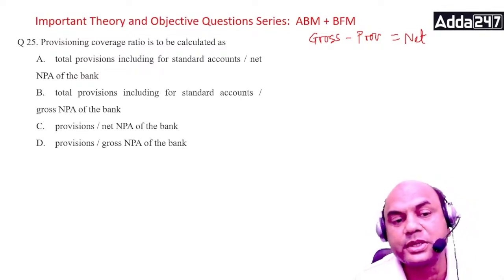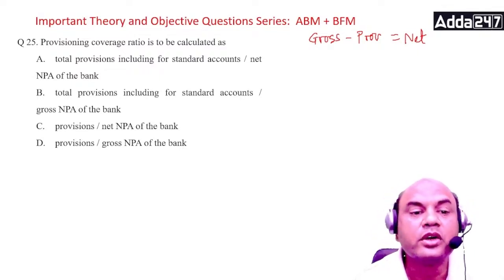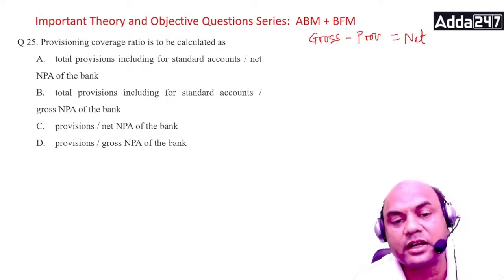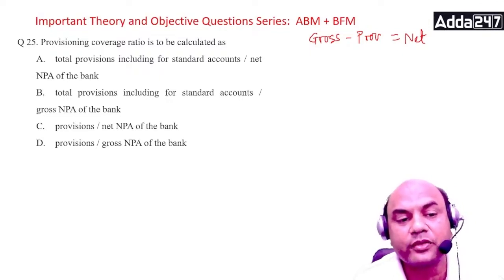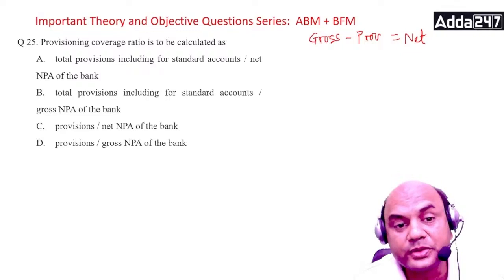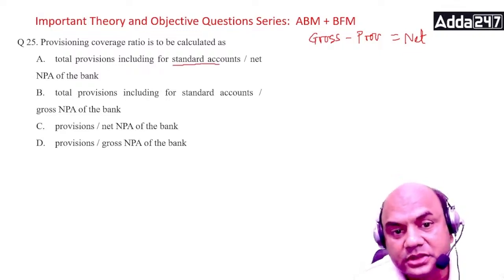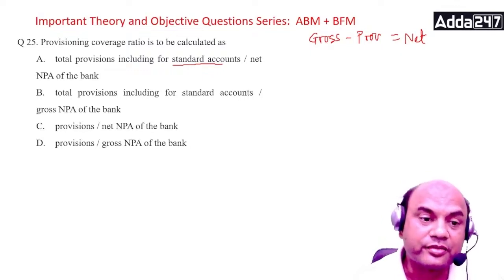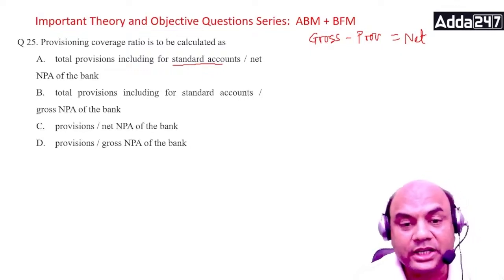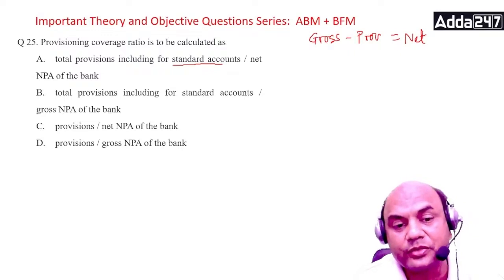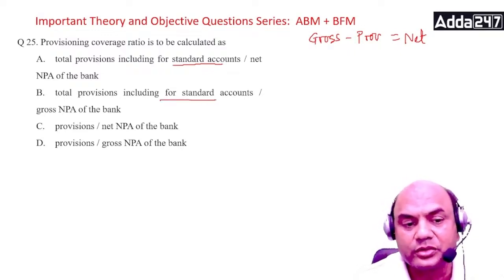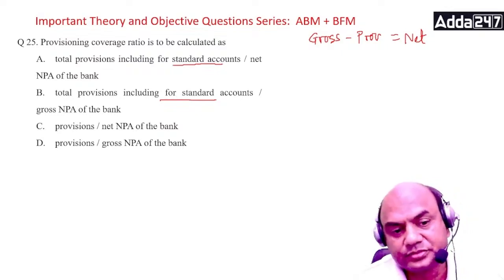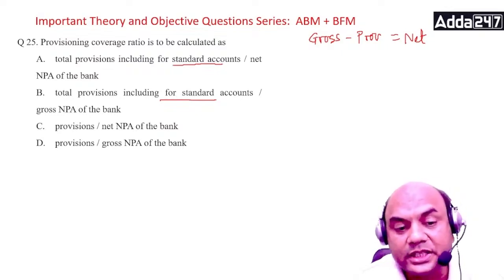Provision coverage ratio, PCR, is calculated as total provision including standard accounts upon net NPA of the bank. So total provision including standard accounts. You pay attention to this point, including standard. Total provisions including standard accounts upon gross NPA of the bank, again including standard accounts. Provisions upon net NPA of the bank. Provisions upon gross NPA of the bank.